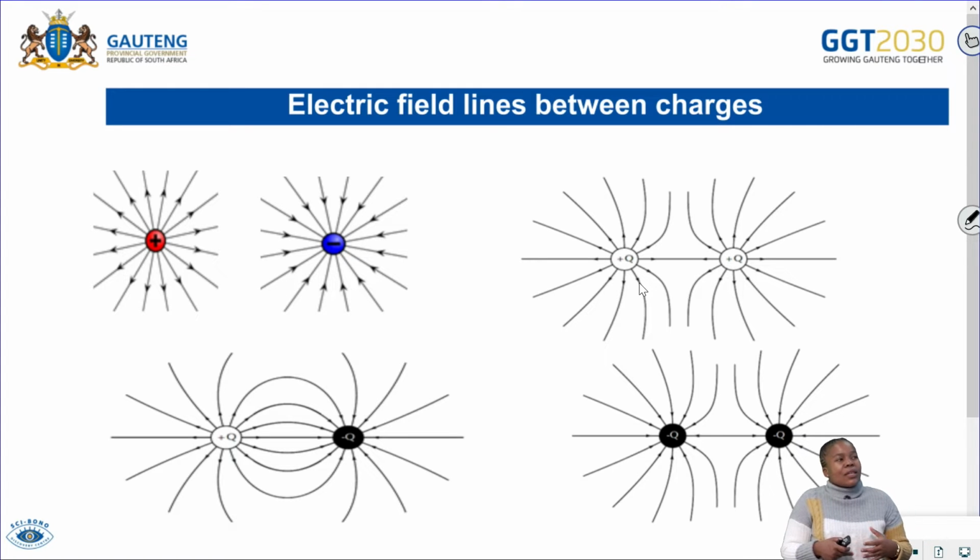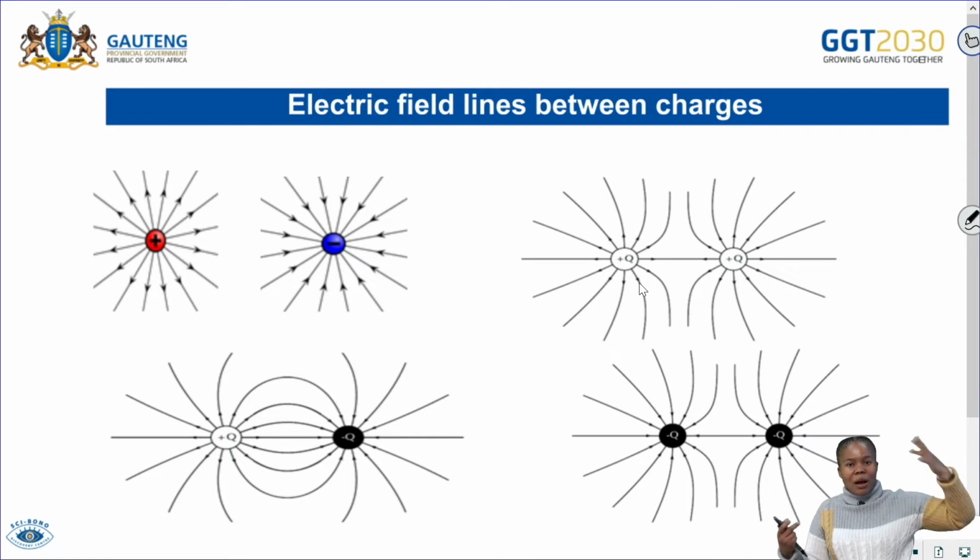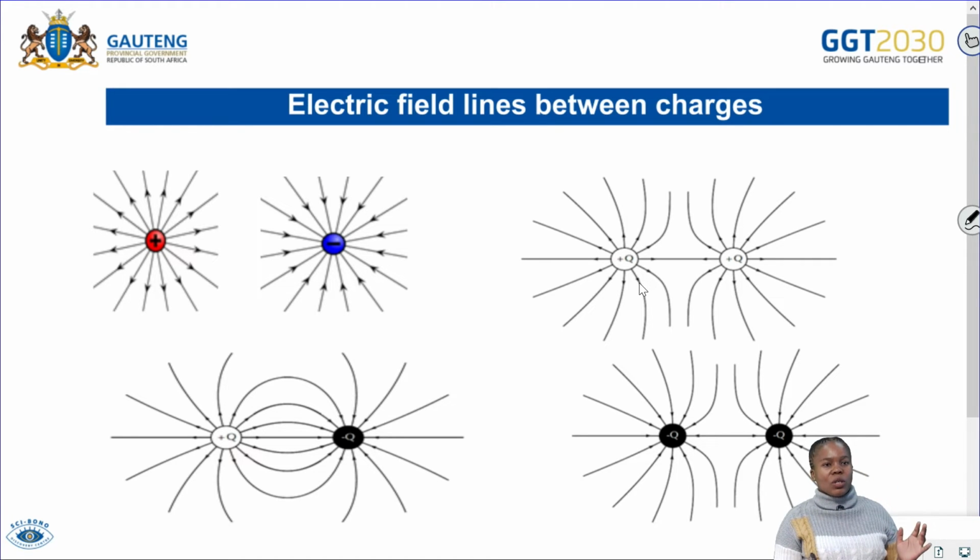Now on the next diagram, we've got a positive and another positive. You will see that they are repelling, so they are not touching each other. The electric field lines are pointing away from the charge itself, and on this one they're also pointing away from the charge itself. Same thing, repulsion: we have a force of repulsion on the diagram.